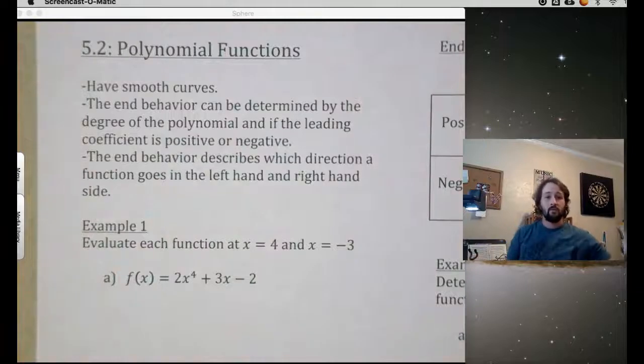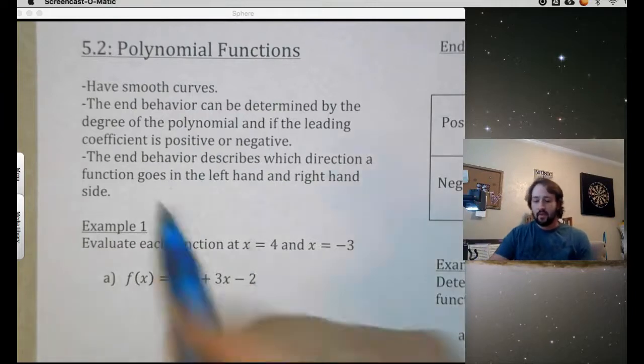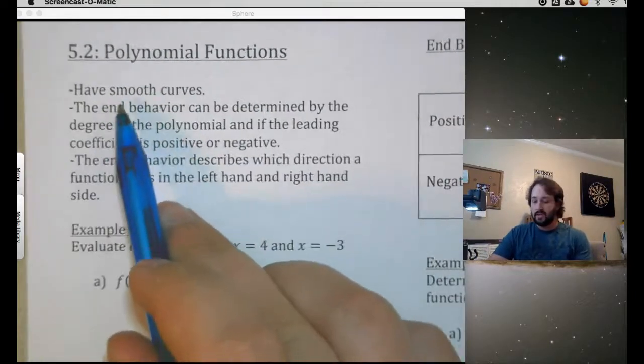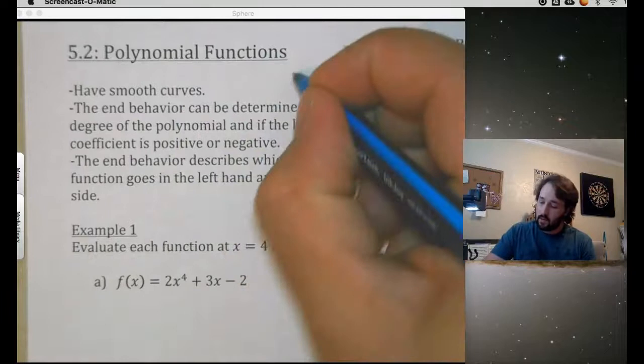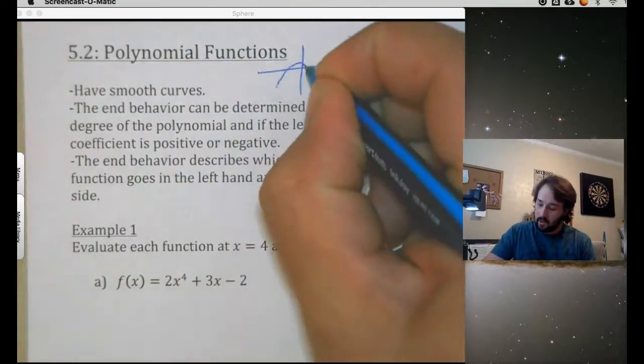All right, in 5.1 we explored how they interact with each other a little bit. 5.2 is going to be dealing more with graphing polynomials, which is really cool. I really enjoy this part. So something to note about polynomial functions: they have smooth curves. So here is a polynomial function.